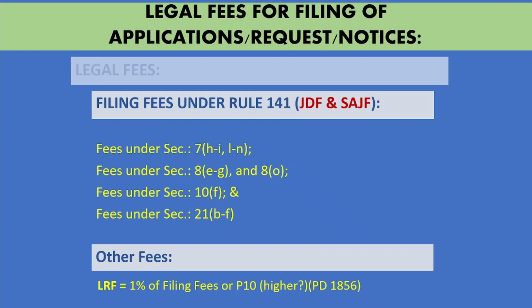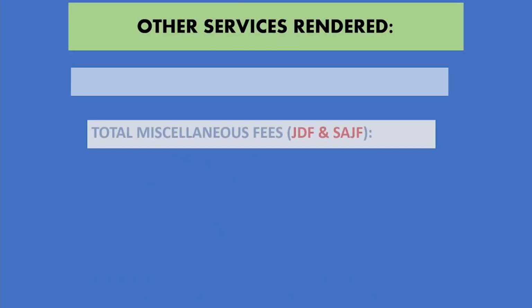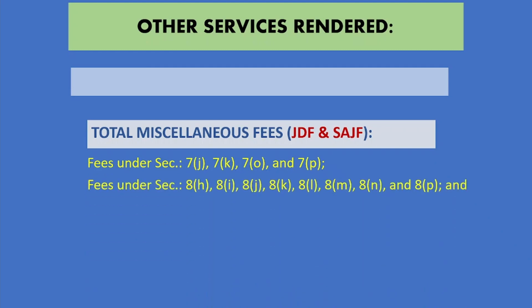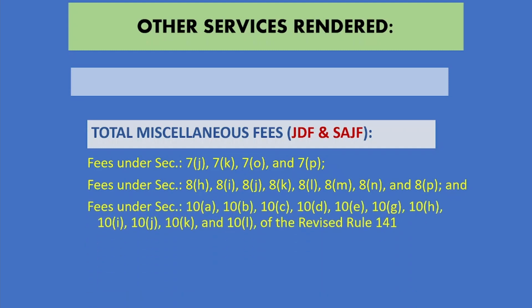Now, the third category, the other services rendered, the miscellaneous fees. So under Section 7, the J, K, O, and P. Section 8, H, I, J, K, L, M, and N, P. So for Section 10, all subsections except for 10F. Under Section 21, there are no miscellaneous fees. So, no LRF for the miscellaneous fees. These are all legal fees.